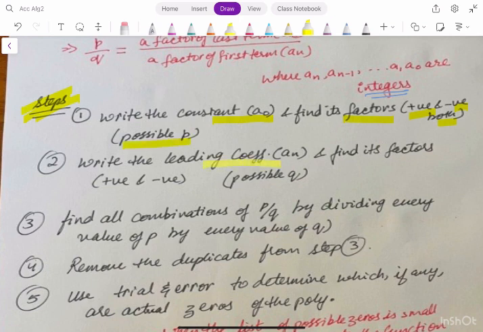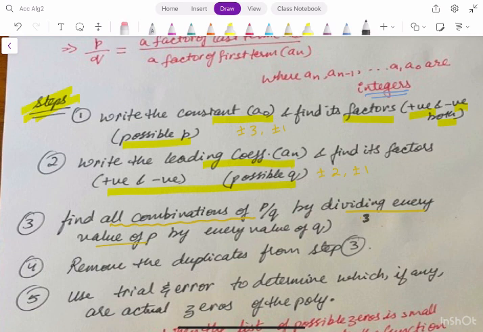So first, write the constant and find its factors. The second step is to write the leading coefficient of the highest degree x term, and find the factors. Then find all the combinations of p and q by dividing every factor of p that you got by every factor of q. And when you do that, you will find that there are certain numbers that are repeating, duplicating. We don't want the duplicates. So remove any duplicates that you might get in step number 3.